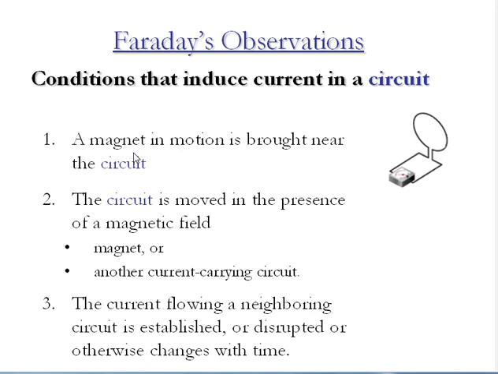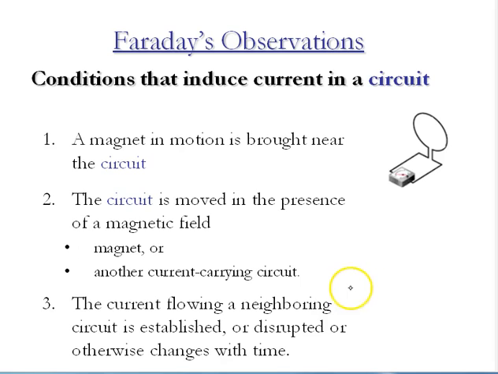So we know in fact that we have one, because we know there's electric generators. So Faraday's observations, conditions that induce current in a circuit. If we have a magnet and it's brought in motion near a circuit, then a current will be induced. If we have a circuit that's moved in the presence of a stationary magnet or some other stationary magnetic field, a current will be induced. So again, what's producing that magnetic field could be a magnet or it could be another current carrying loop. But if we move our circuit in the presence of that, we'll induce a current in our circuit.